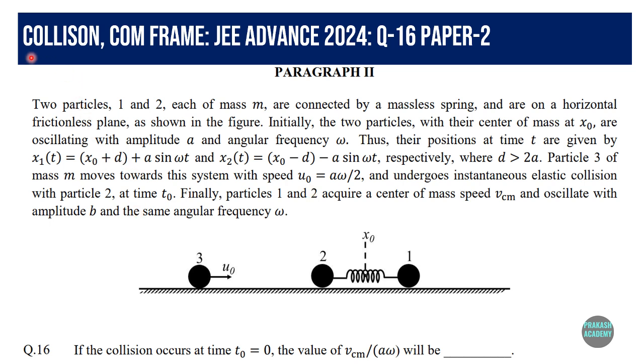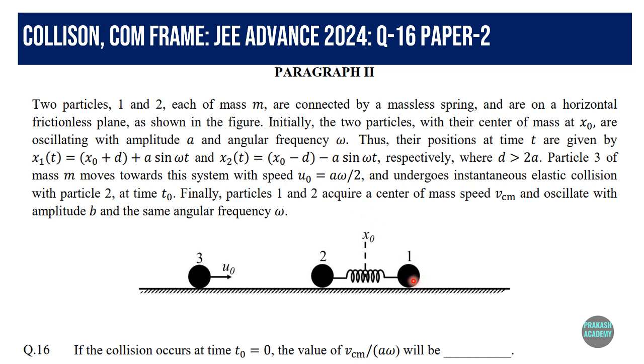This problem is related to the concept of collision and center of mass frame. A paragraph is given and it says: two particles 1 and 2, each of mass m, are connected by a massless spring and are on a horizontal frictionless plane as shown in the figure.